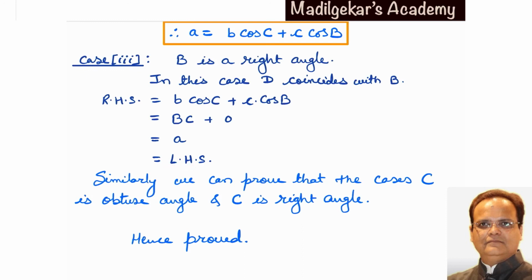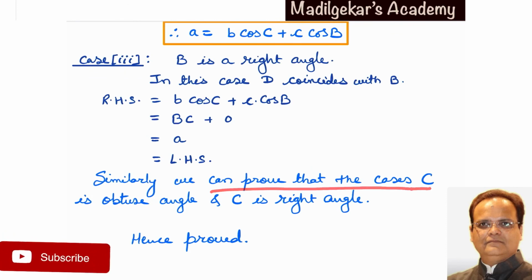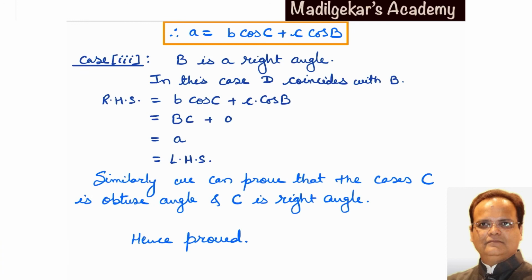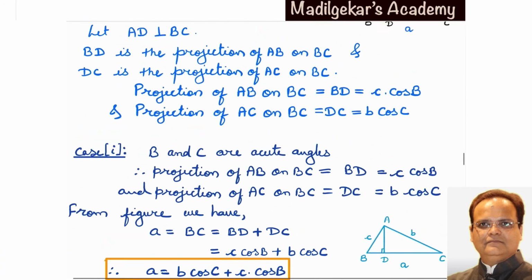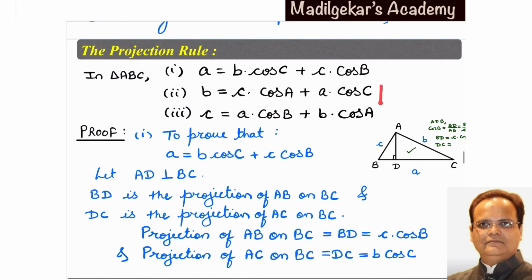Similarly, if we consider angle C as an acute angle, obtuse angle and right angle, we can prove the projection rule. In this way, we can prove the other two equations. So this completes the projection rule.